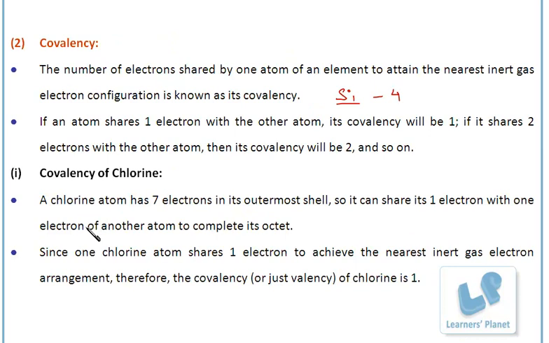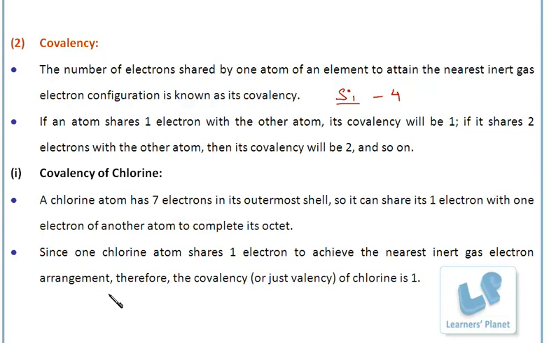Now let's take up this example of chlorine. A chlorine atom has 7 electrons in its outermost shell. So it can share its 1 electron with 1 electron of another atom to complete its octet. Now chlorine shares 1 electron, so what will be its covalency?